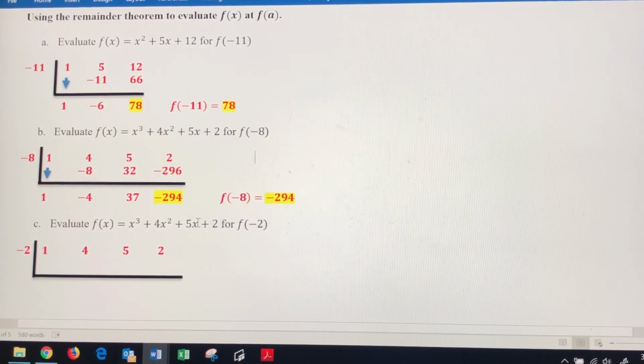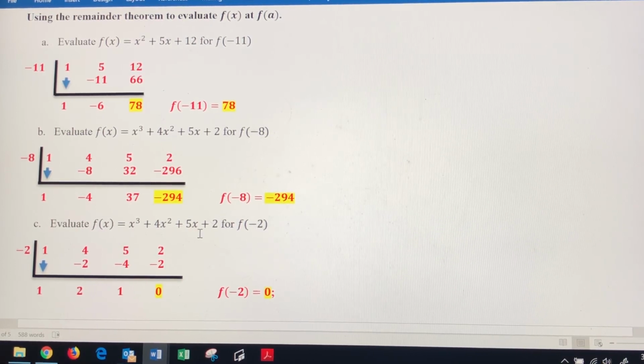So let's look at C. We want to evaluate the same cubic function here for negative 2, all right? So let's use synthetic division. We bring down the 1, multiply, add those two together, multiply again, add those two together, multiply again. Now when I add these two together, my remainder is 0, okay? So what that tells me is if I plug in negative 2 to this function, I get 0. Now the factor theorem tells us that if we get a 0 remainder, it means this is a 0 of this polynomial. That's going to help us graph it.